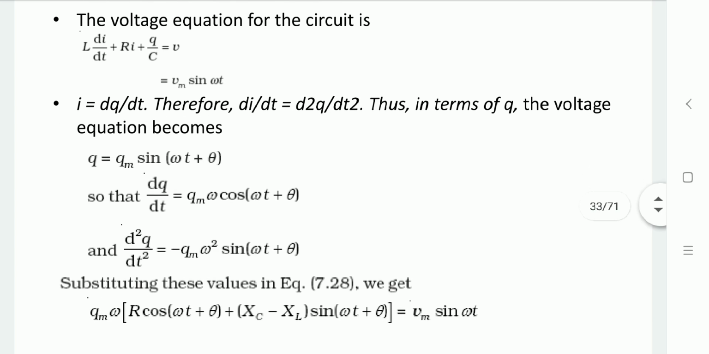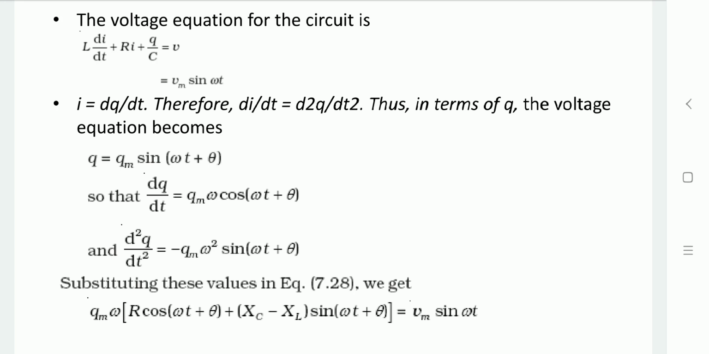Now for d square Q by dt square, differentiate the above equation of dQ by dt with respect to time. So differentiate Qm omega cos omega t plus theta. Differentiation of cos is minus sin. Qm and omega are constant, keep them as they are. So it would be minus Qm omega sin omega t plus theta. Now again omega t is there, so differentiate omega t again with respect to time, and omega appears again as a constant value. So it would be omega square. The resultant value would be minus Qm omega square sin omega t plus theta.